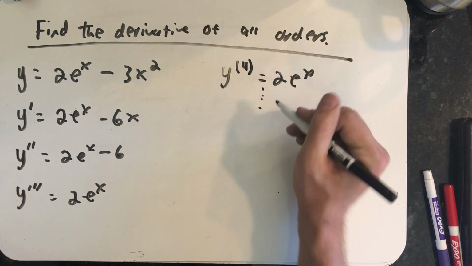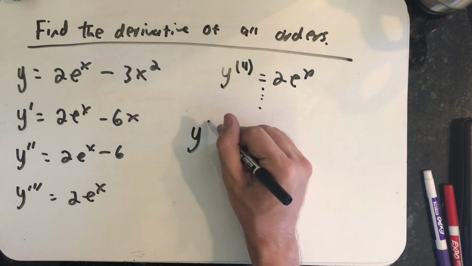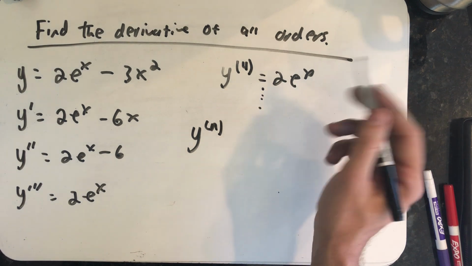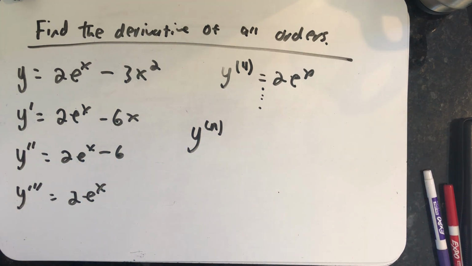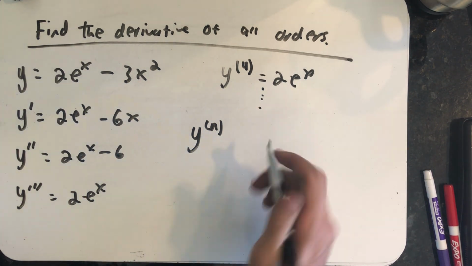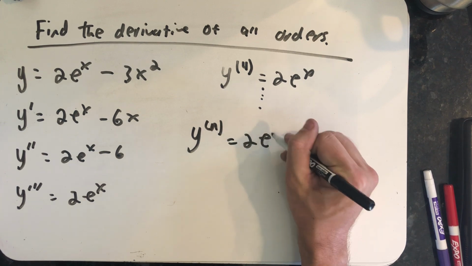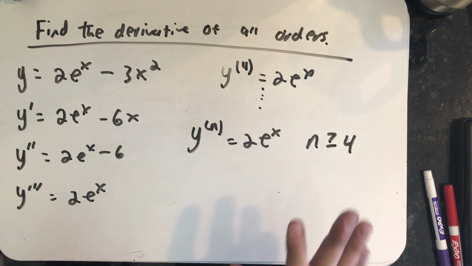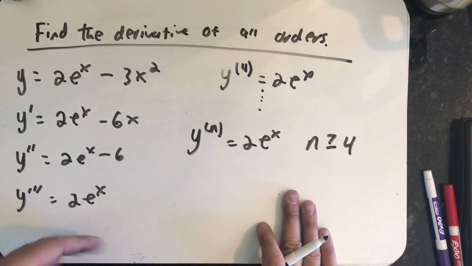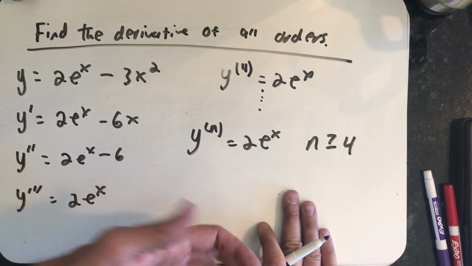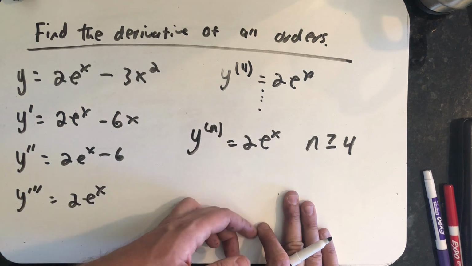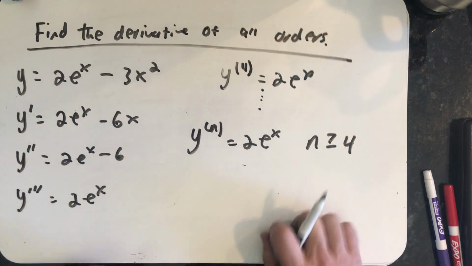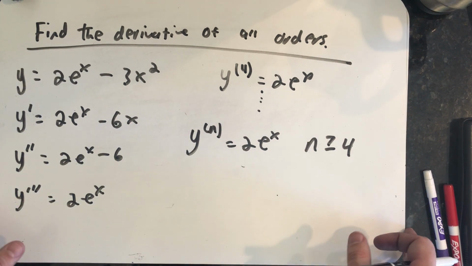And from here on out, they're all 2e to the x. So the nth derivative, the derivative of the nth order, is 2e to the x when n is bigger than or equal to 4. Here I have an example where my derivatives don't vanish. They don't go to 0 if I keep taking derivatives. I get 2e to the x if I keep taking derivatives.